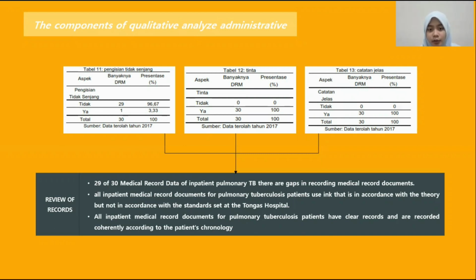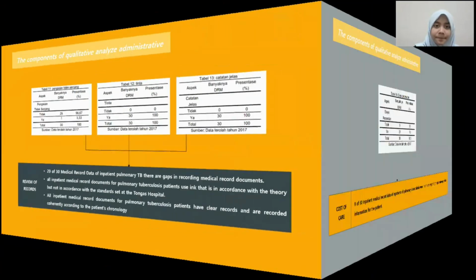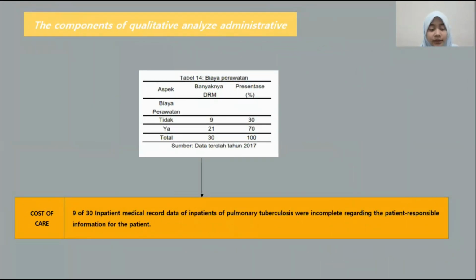All inpatient medical record documents for pulmonary tuberculosis patients use ink that is in accordance with the theory but not in accordance with the standard set at the Tongass Hospital. All inpatient medical record documents for pulmonary tuberculosis patients have clear records and are recorded coherently according to the patient chronology. 6. About the cost of care. 9 of 30 inpatient medical record data of pulmonary tuberculosis patients were incomplete regarding the patient's responsible-party information.